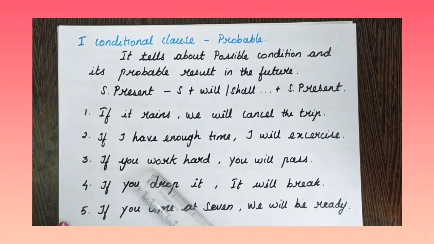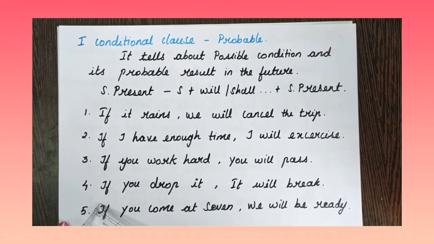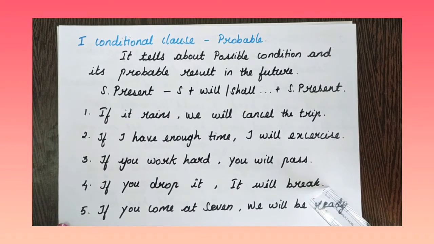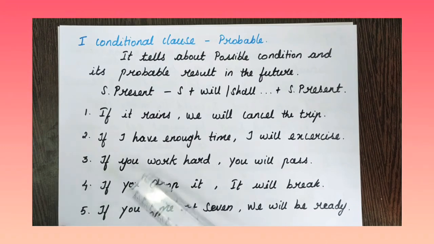Next example. If you work hard, you will pass. Fourth example, if you drop it, it will break. So subject, modal auxiliary verb, then break, broke, broken. Here it is the present tense verb, so it is break. Fifth example, if you come at 7, we will be ready. Here see the tense, you have to see the main verb or the auxiliary verbs. You have to find which tense it is. If it is a present tense verb, you have to change it like this by using this rule. So this is clear, I think.